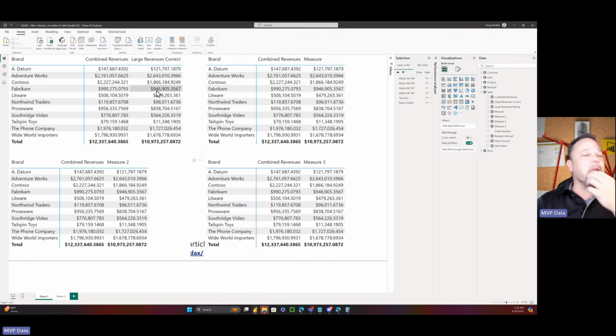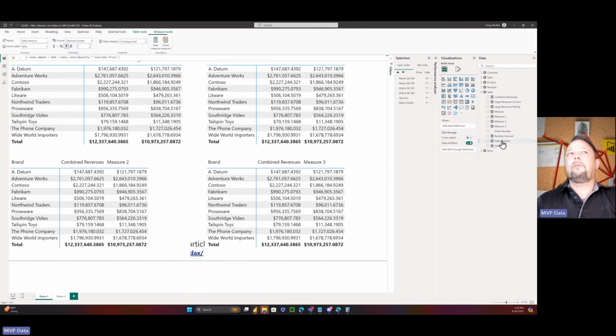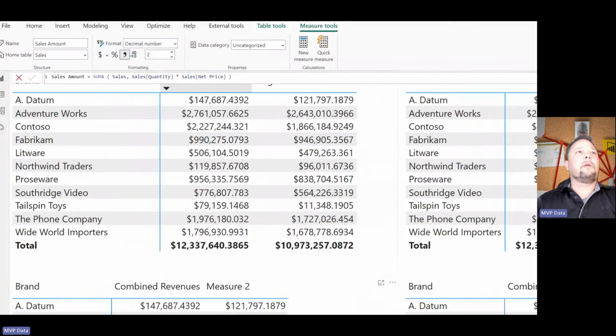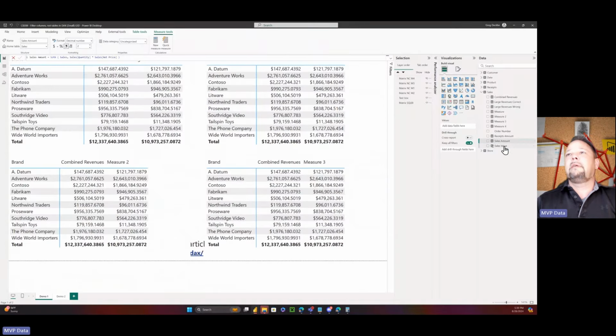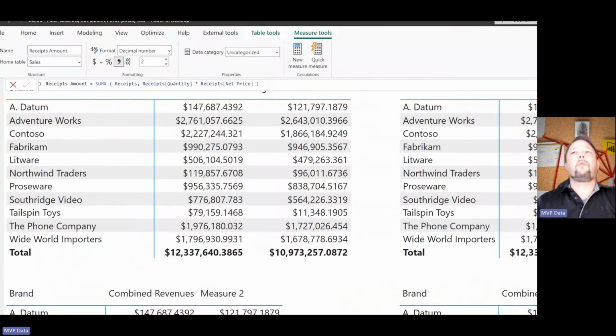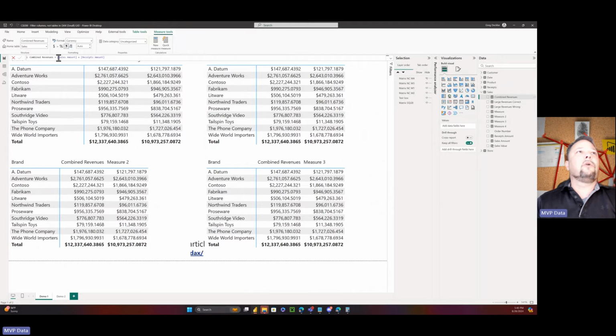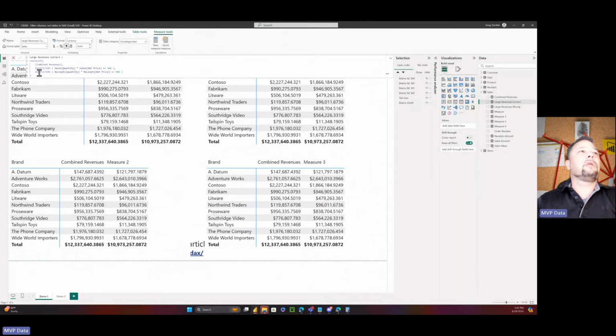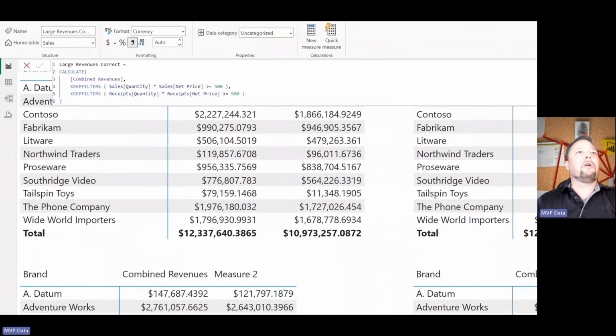In this case, and again, the numbers here are a little different than the blog article, but I'm using the large revenues correct measure. This is the combined revenues. This is the large revenues correct, which you can see is this number. And here is their Sales Amount, the SUMX of sales quantity times net price, and the Receipts Amount is receipts quantity times net price. Their combined revenues are just those two measures together. And then the large revenues correct is the formula that they showed with KEEPFILTERS, instead of using a FILTER clause.